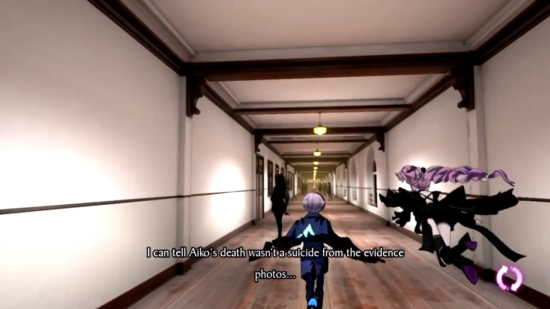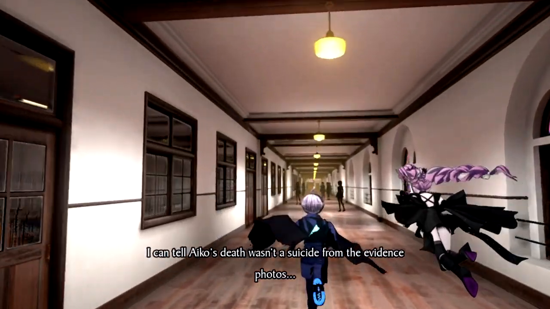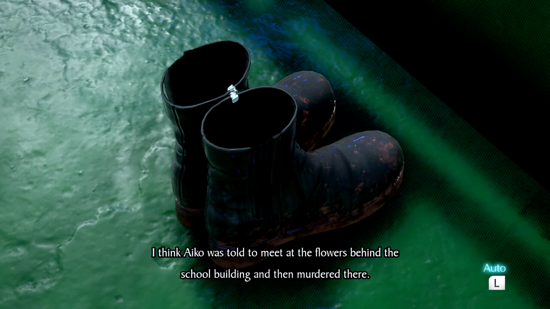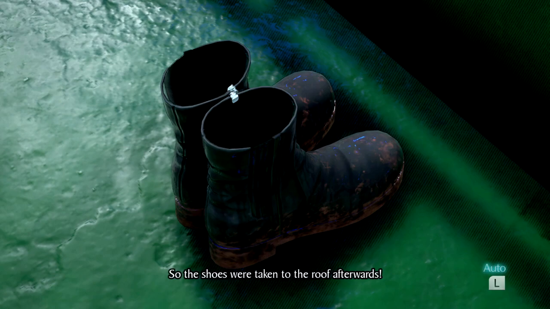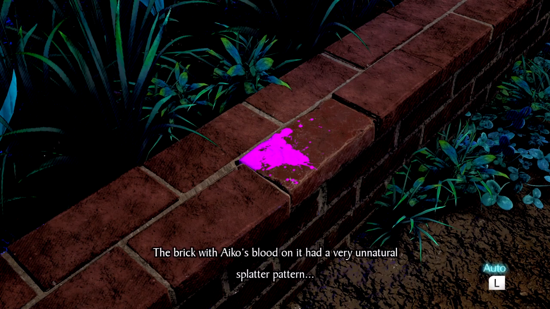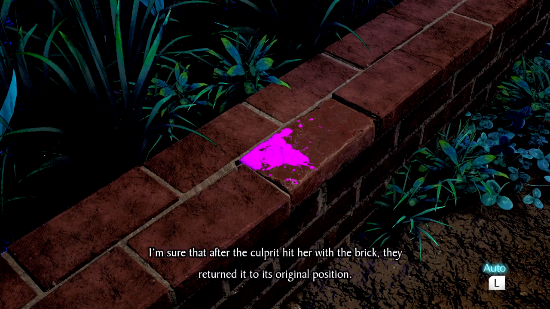I can tell Aiko's death wasn't a suicide from the evidence photos. Her shoes were neatly placed on the roof, but there was dirt on them that looked like it came from the flower bed. I think Aiko was told to meet at the flowers behind the school building and then murdered there. So the shoes were taken to the roof afterwards. The murder weapon is likely a brick from the flower bed. The brick with Aiko's blood on it had a very unnatural splatter pattern. If she fell from above and hit her head, the blood stain wouldn't get cut off in that way. I'm sure that after the culprit hit her with the brick, they returned it to its original position.